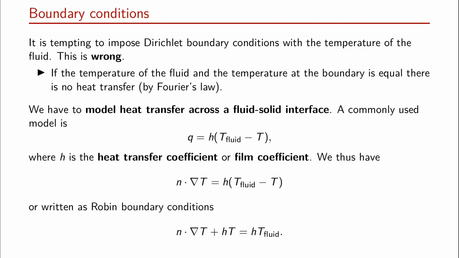The reason is that if you had a constant temperature at the boundary of our computational domain, so if that piece of aluminium which represents our heatsink had the same temperature as the air, then by Fourier's law, the solid and the fluid would not exchange any heat. At the same temperature, there is no physical mechanism which can cause heat exchange. So this is obviously not what is happening in reality. To make this into a feasible model, we have to somehow model heat transfer across this fluid-solid interface.